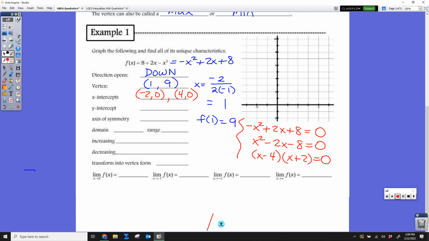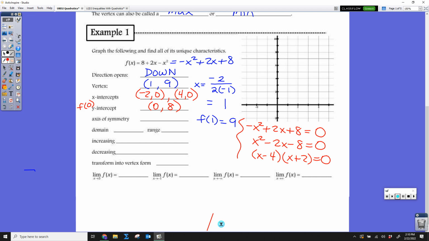Now it's the y-intercept. How do you figure out the y-intercept? Plug in 0 for x. So let's put it over here to the side. This would be f of 0 for our y-intercept, just f of 0. So that's equal to 8. So 0, comma 8. Right? 0 squared plus 2 times 0 plus 8. Any questions up to that point?